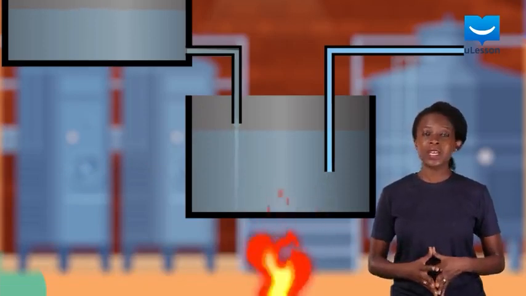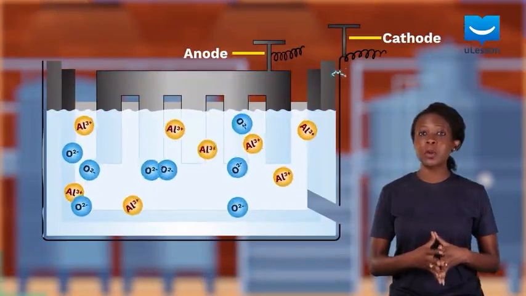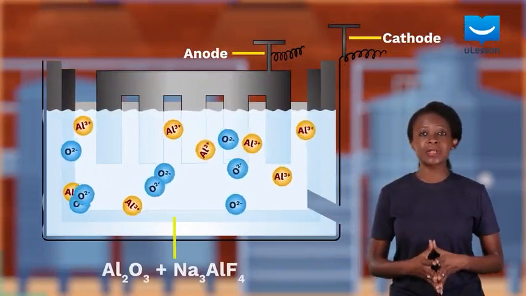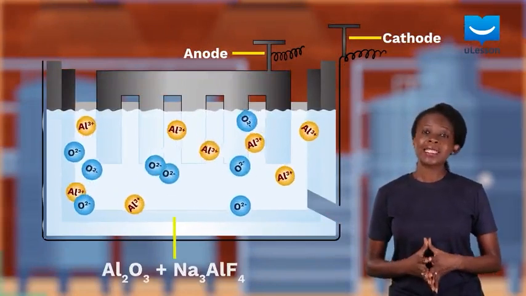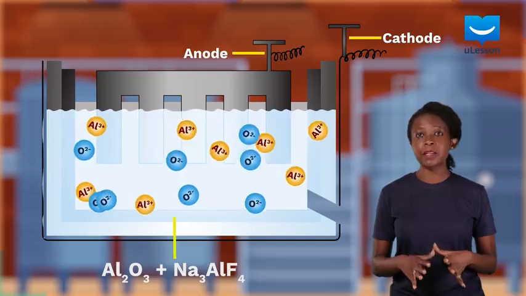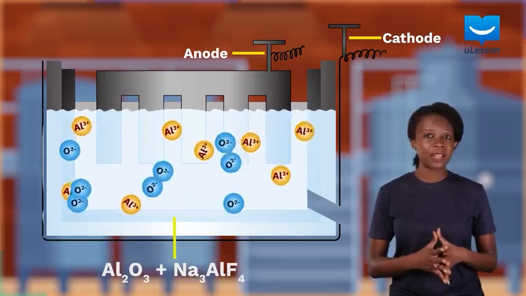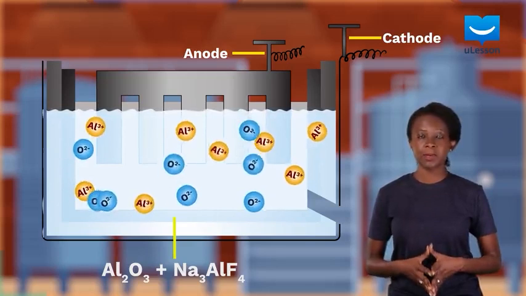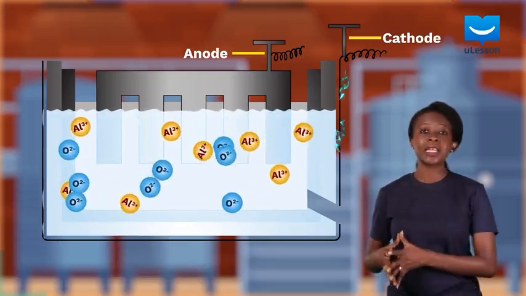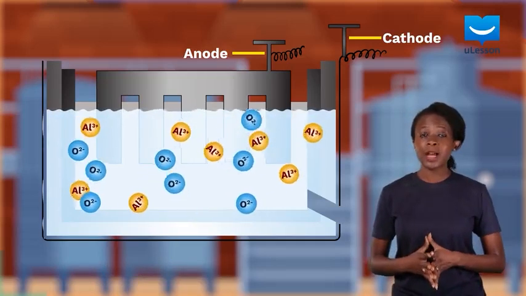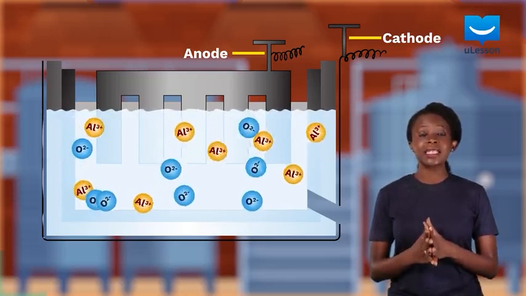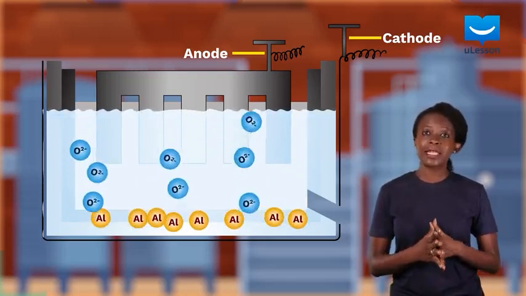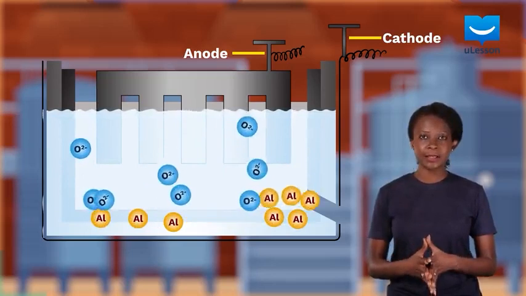The second stage of the extraction is the electrolysis of a molten mixture of aluminium oxide and cryolite in an electrolytic cell. The cryolite is added to lower the melting point of aluminium oxide from 2015 degrees Celsius to 950 degrees Celsius. As electric current flows through the electrolytic cell, aluminium ions in the electrolyte are electrically discharged and deposited at the cathode in the form of molten aluminium, which is then collected.